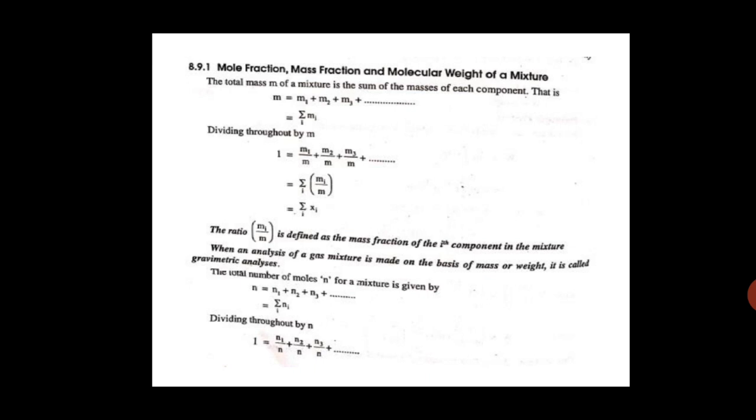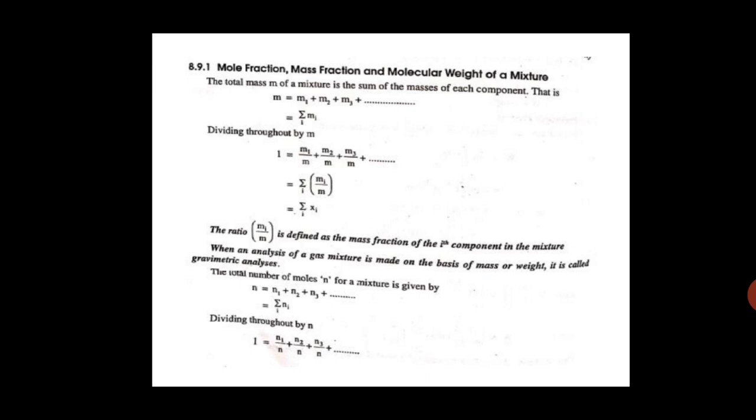So the total mass of a mixture is the sum of the masses of each component. Like again you can take air. Air has nitrogen, oxygen, argon, carbon dioxide. Let us take 4. So M is equal to M1 plus M2 plus M3 and so on, which is equal to the summation over i of Mi.